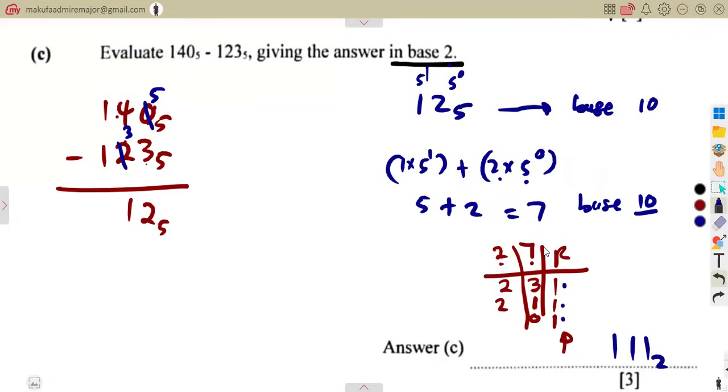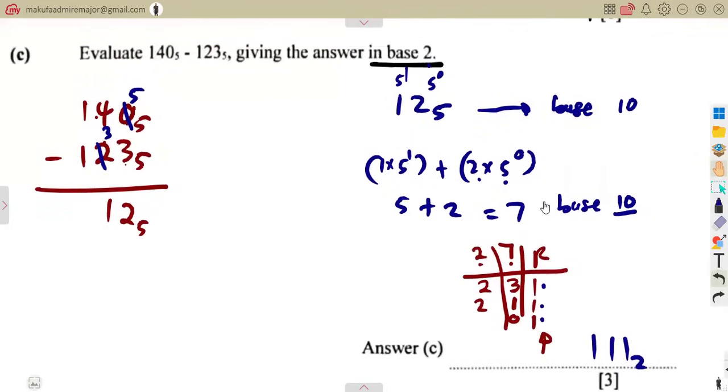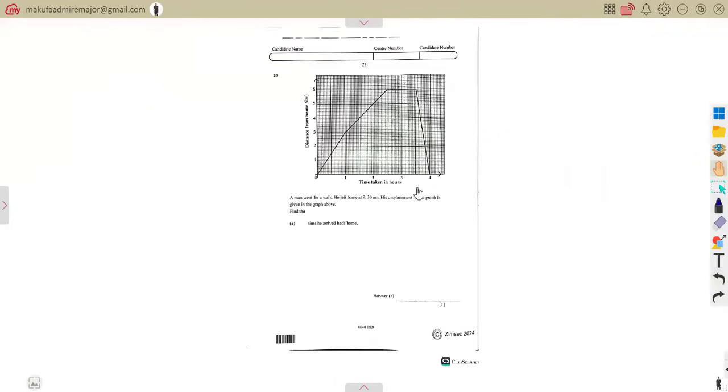So follow the instruction. The instruction is in the base of what? In the base of 2. So your answer must be in the base of 2.